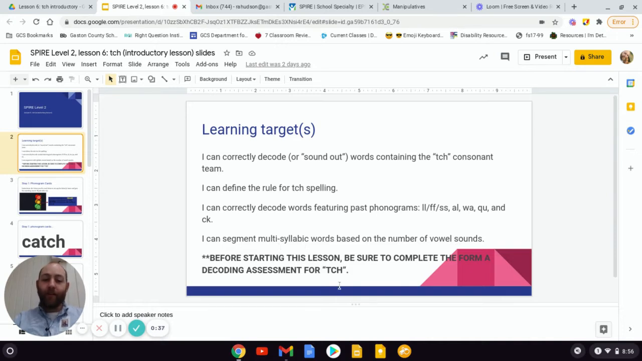All right, before you start this lesson, it would be a good idea to complete your Form A decoding assessment so you can have a starting point and see where you are. And then at the end of our reinforcing lesson, you can do the Form B decoding assessment and see how much you have grown. Okay?